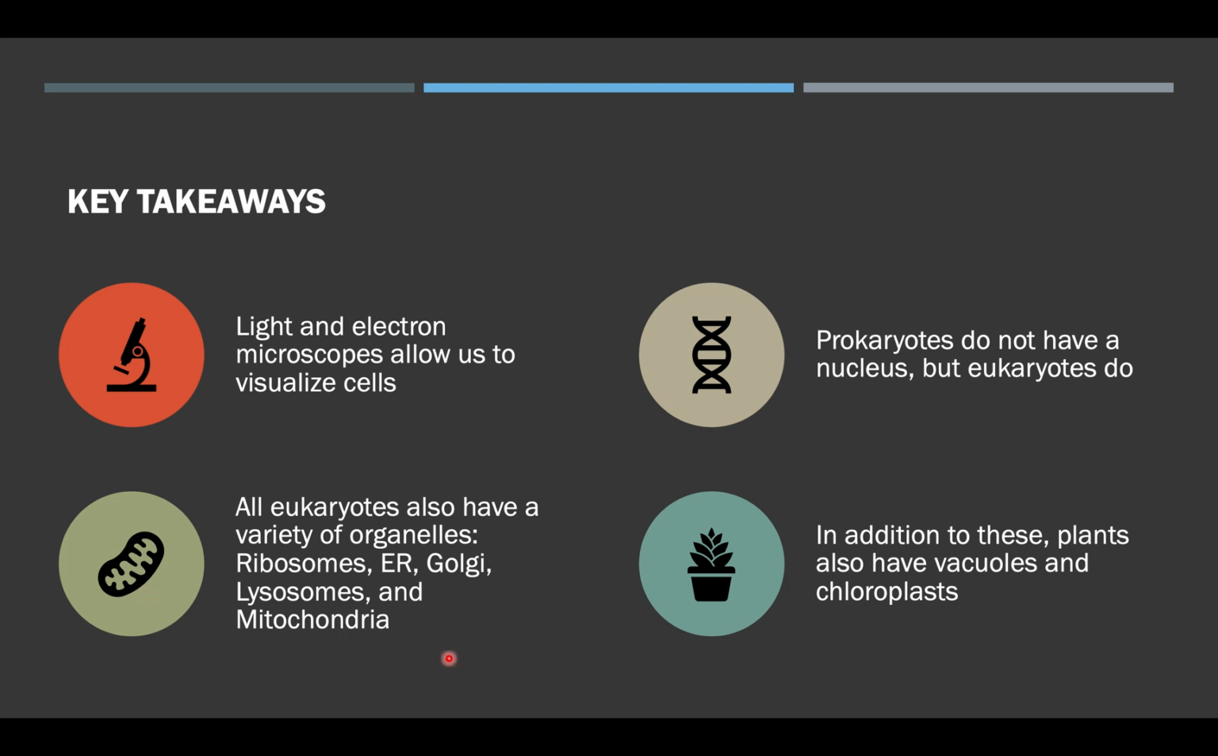So then let's go here. All eukaryotes also have a variety of organelles: ribosomes, endoplasmic reticulums, both smooth and rough, ERs, and the Golgi apparatus, which is the UPS. They have lysosomes, which is the recycling center. And then they have mitochondria, which is the energy house of the cell. In addition to these, plants also have vacuoles, which is that stored water source, and chloroplasts, which is where that photosynthesis takes place and where they get their food. So these are the 4 key takeaways I really want you to know.